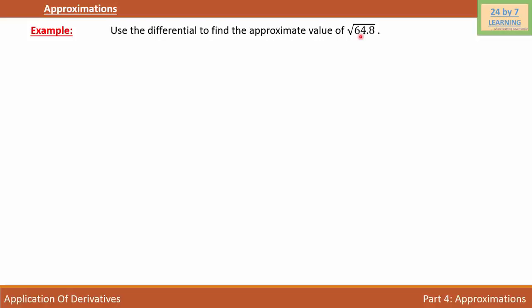So what I'm going to do is consider a number whose perfect square is easy to find. If you look at this number 64.8, it's easy for me to find the square root of 64. So I will take y is equal to square root of x, where x is 64. Since this number is greater than 64, whatever extra number I have over here is my delta x. As you can see, this number is 0.8 more than 64, so that will be my delta x.